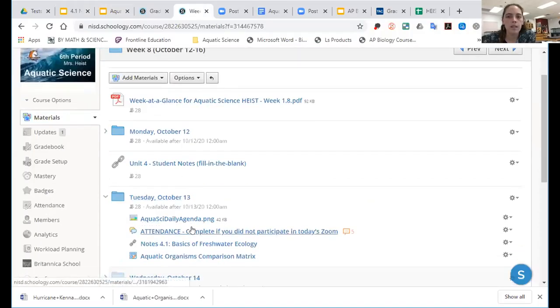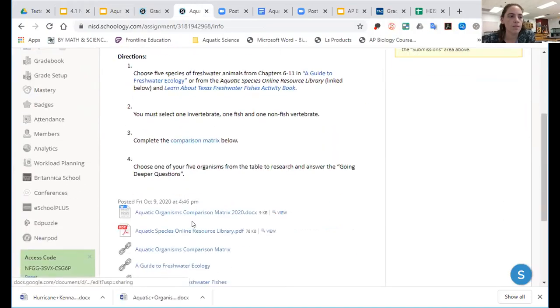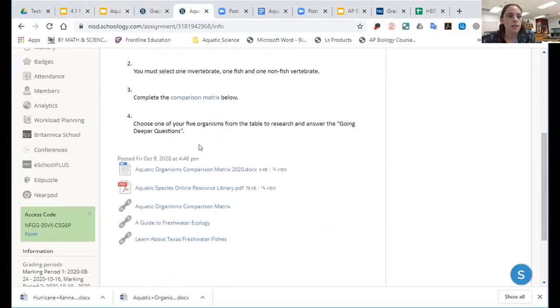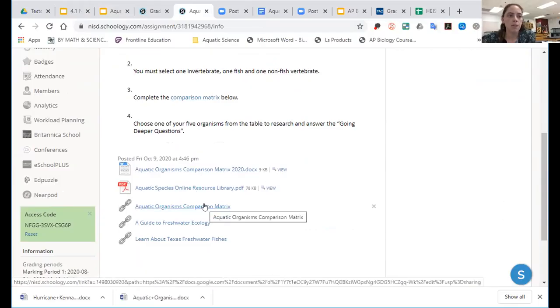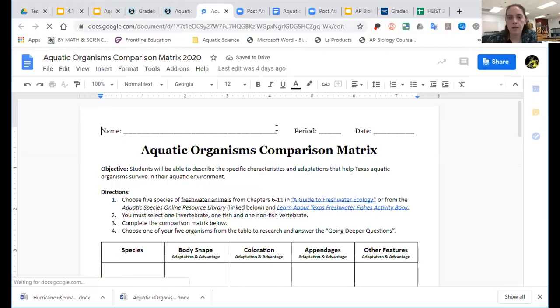So your assignment for today is we're going to be comparing a few freshwater organisms. So you're going to use a comparison matrix, which is just a fancy word for a chart or a table. And there's a Word document there to download, or the Google Doc version is linked. If you use the Google Doc version, you'll need to make a copy to edit.